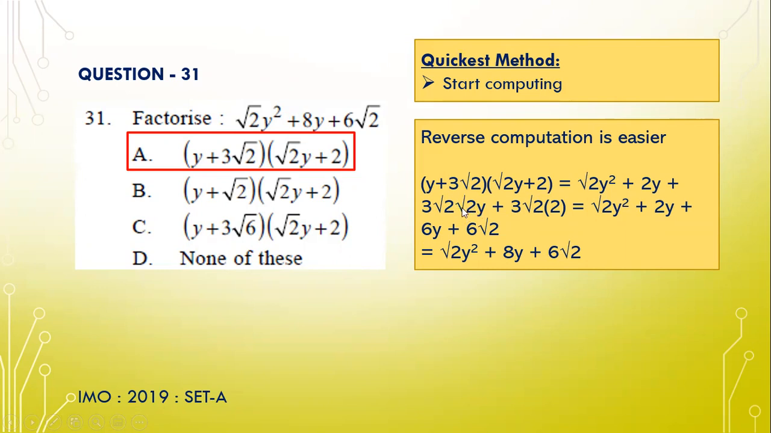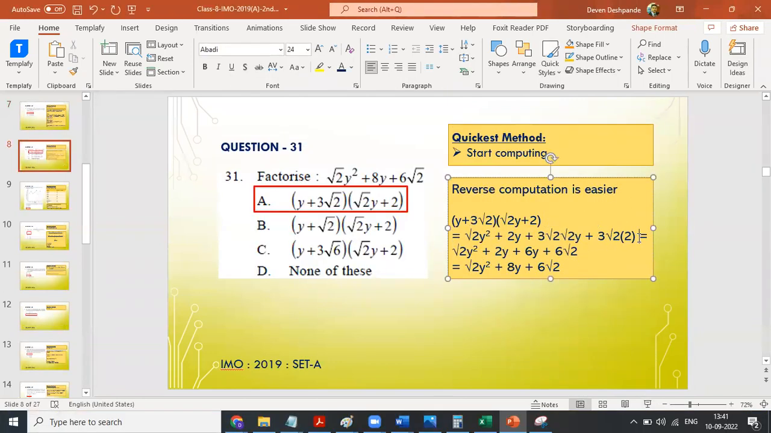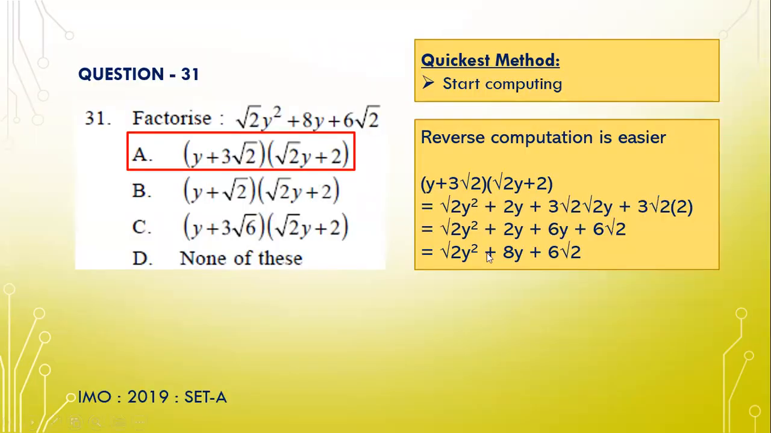What is root 2 into root 2? Root 2 into root 2 is 2, and 3 into 2 is 6. So this will be 6y, because root 2 into root 2 is 2 and 3 into 2 is 6. And 3 into 2 is 6, so 6 root 2. What is 2y plus 6y? 2y plus 6y is 8y. So it will be root 2 y square plus 8y plus 6 root 2. So this is the final answer.